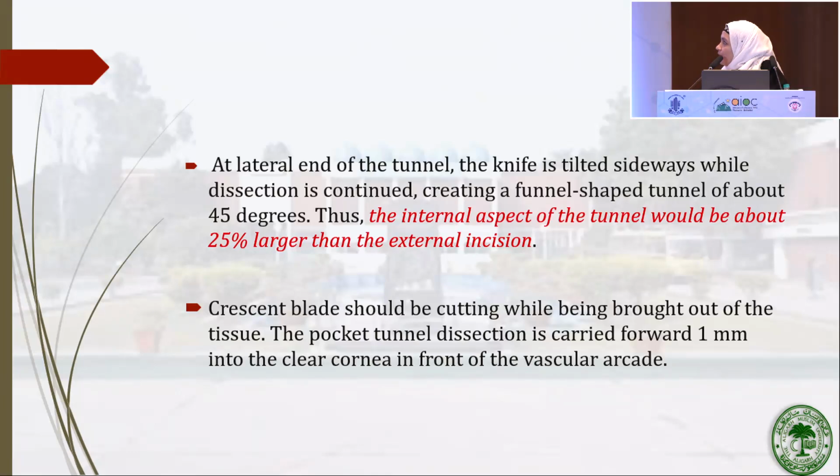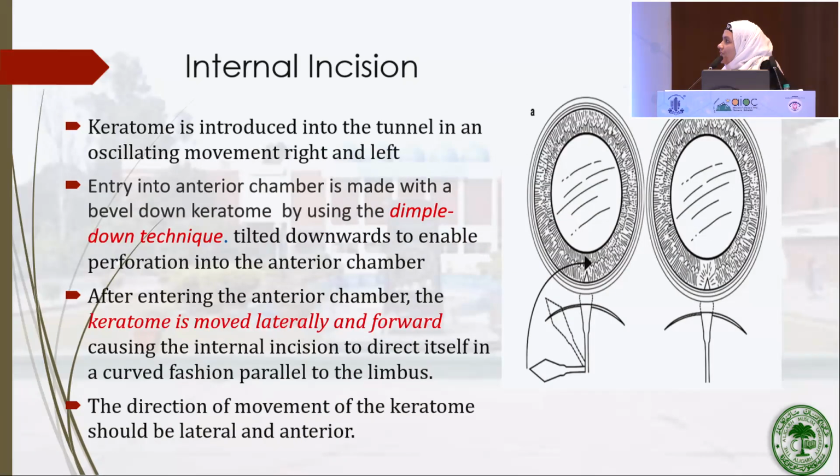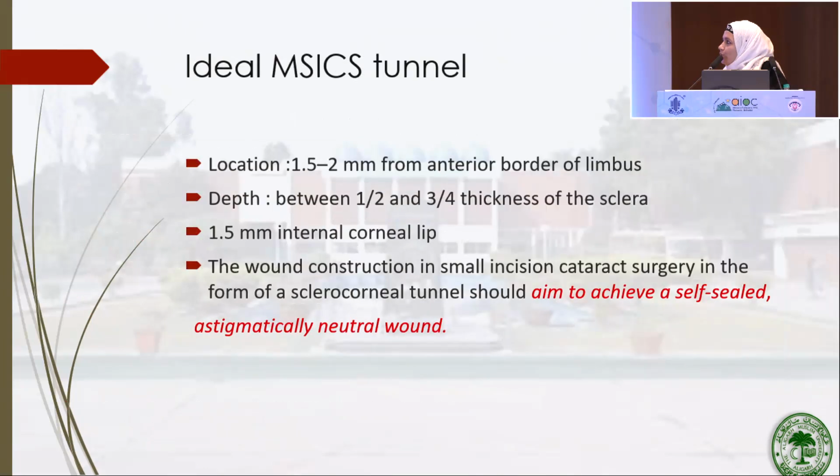The internal aspect of the tunnel is about 25% larger than the external incision, which gives us the edge. When we make the internal incision, the entry is very important. The entry should be sideways, and the dimple down technique should be used. So how should an ideal SICS tunnel be? Its location should be 1.5 to 2 mm from the anterior border of the limbus. Its depth should be between half and 3/4 of the thickness of the sclera, and the internal corneal lip should be around 1.5 mm. The aim at the end of the day is to achieve a self-sealing, astigmatically neutral wound.